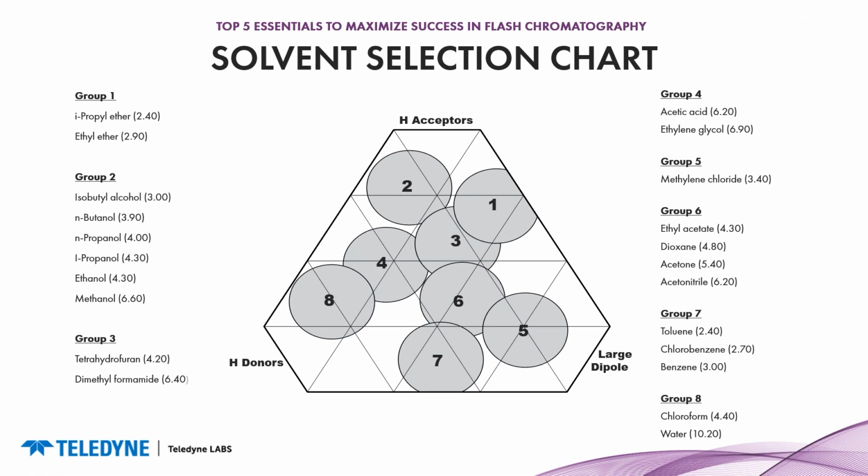Now there are other solvents than the ones I had just previously mentioned, and these solvents can be categorized into different groups based on their different properties, whether or not they're hydrogen donors, hydrogen acceptors, or if they're large dipoles. So we can use the solvent selection chart to achieve better chromatography.